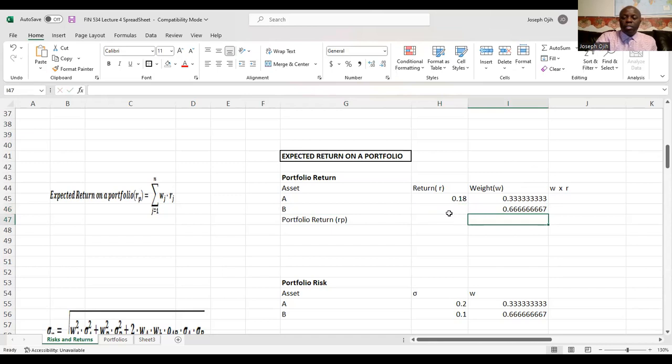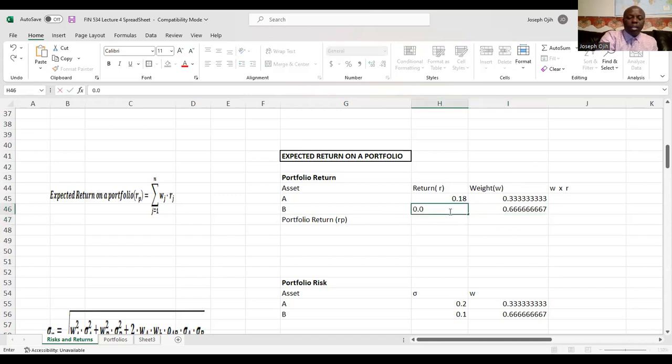Press enter key, and the return is 9%, which is 0.09 if you write it in decimal form. So to find this formula, sum of weight times the return. So this is the sum of weight times return. Let's do it.